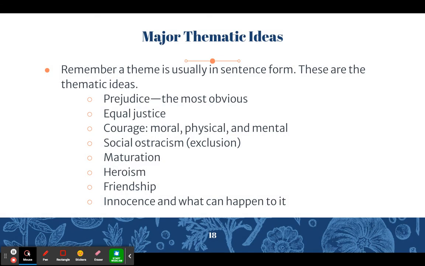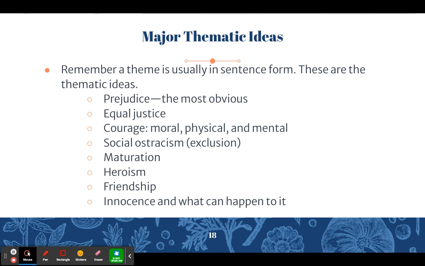Okay, the last thing we're going to talk about is just some of the major thematic ideas. So a theme you will always write out in a sentence form, but these are kind of the ideas that you would base your thematic statements on. So these are just kind of the ideas, and you'll want to pay attention just to how these things progress through the novel. So prejudice is the most obvious thematic idea in the story. And again, it's prejudice related to all 4 of those areas that we talked about at the beginning: social class, race, gender, age. It really has to do with all 4.